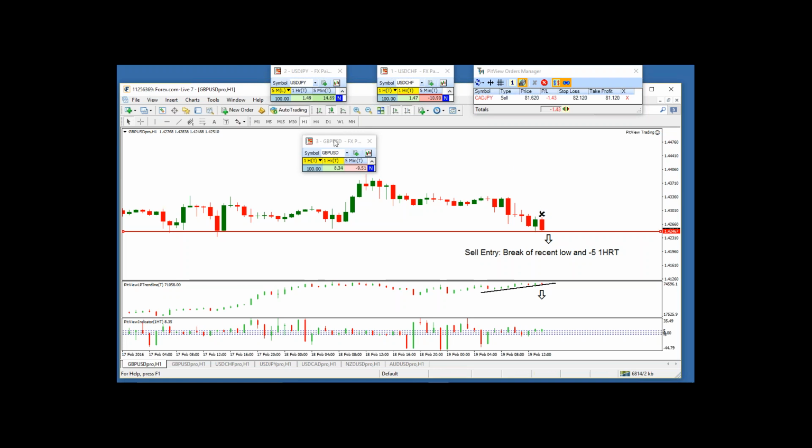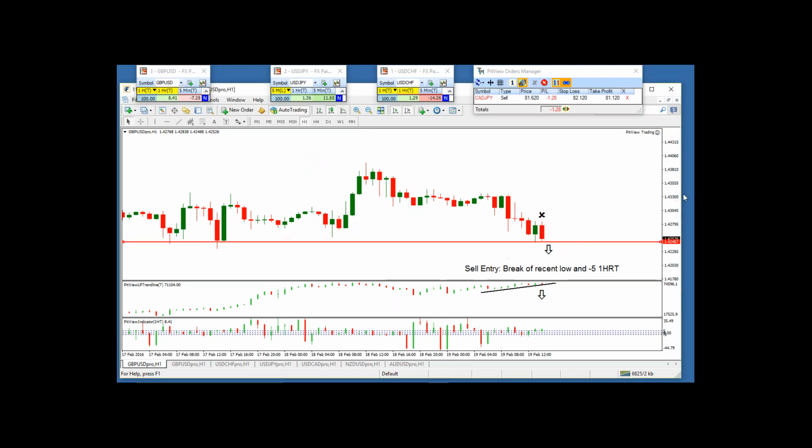The pound is one that, when we reconvene on Monday morning, I do like trading the pound in any type of retracement that it might have, as we open the market today.